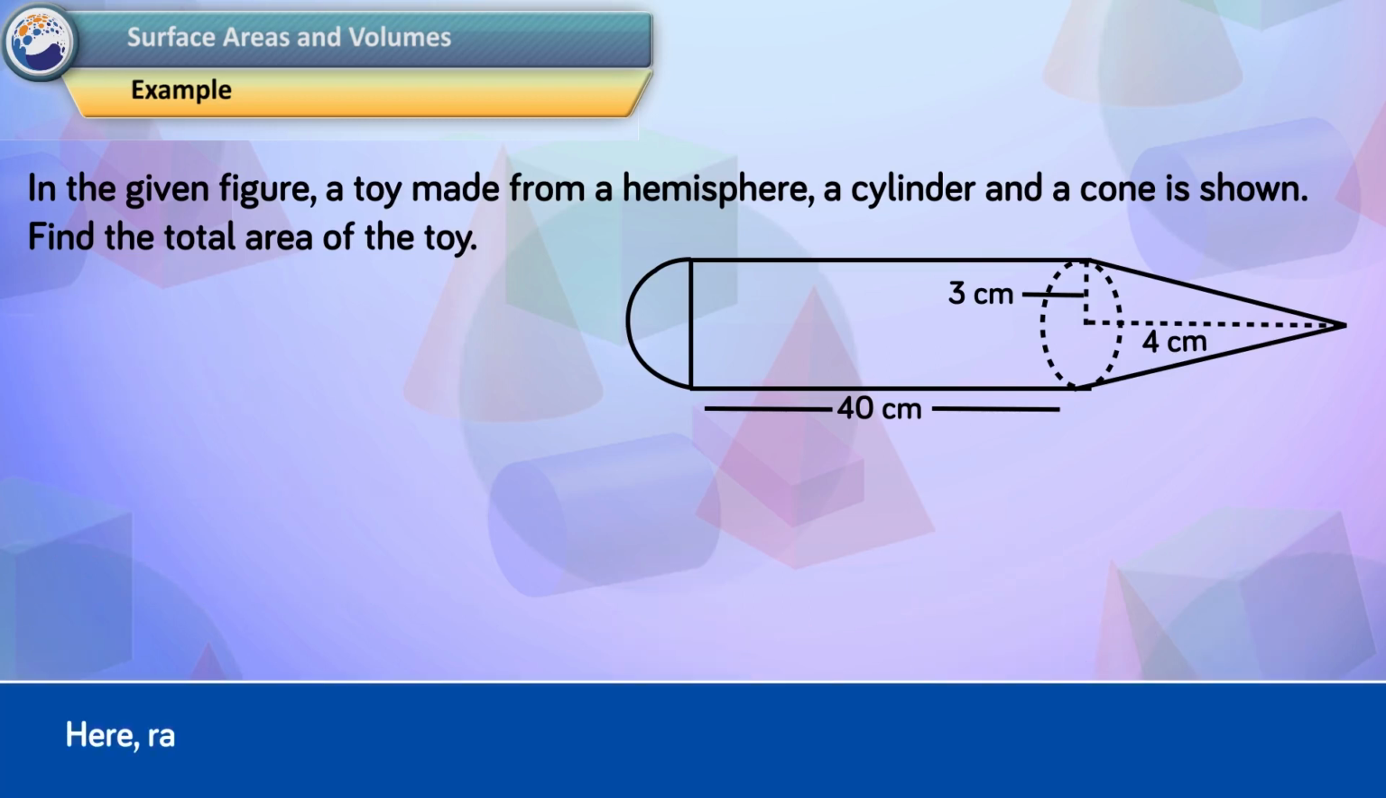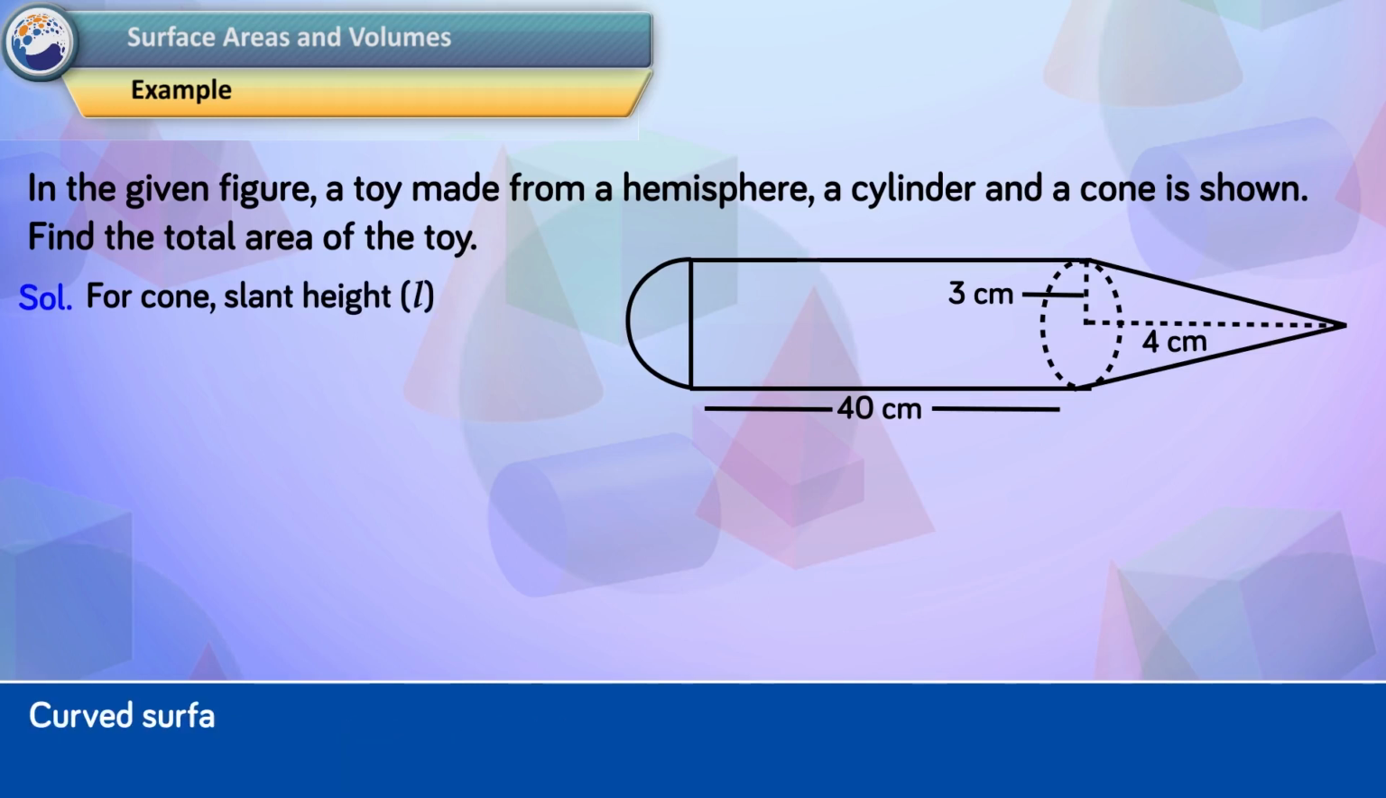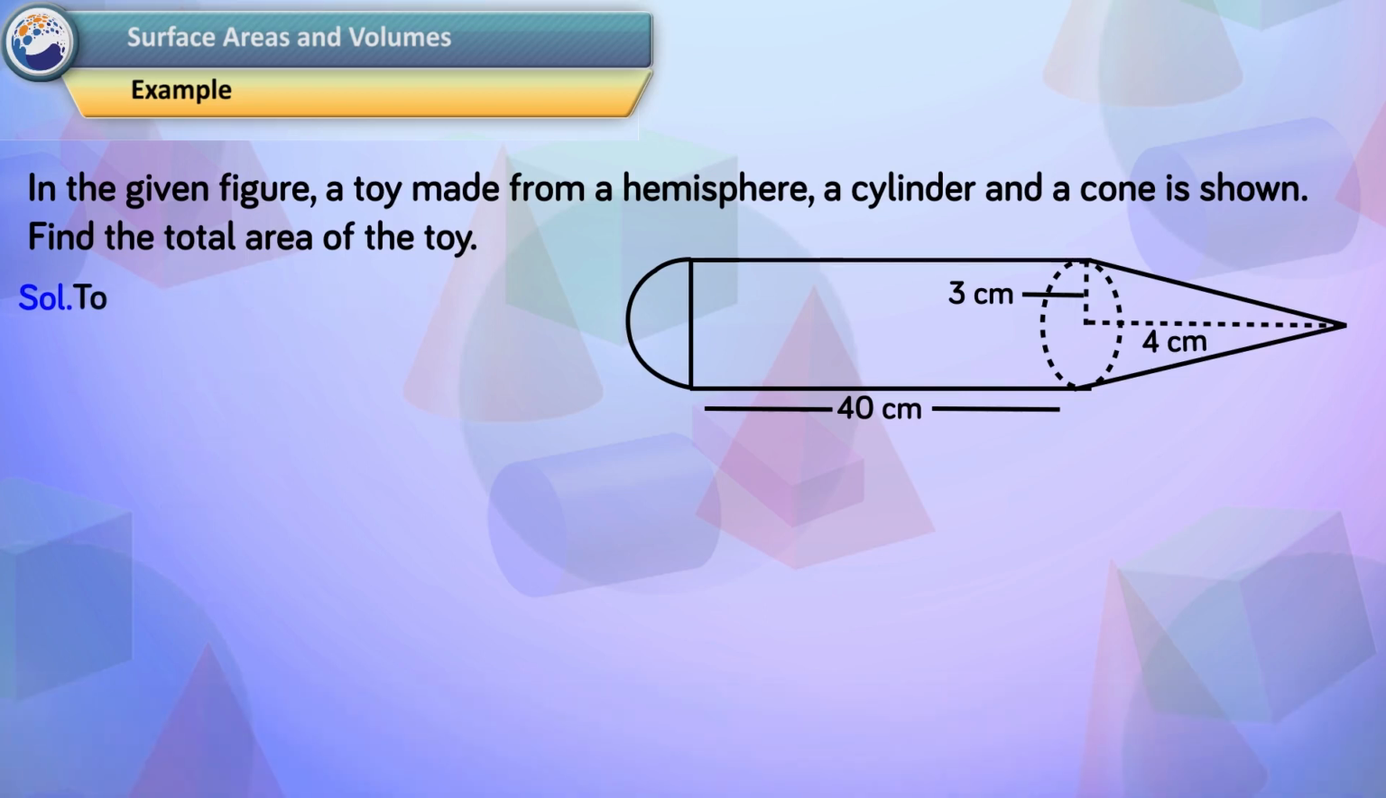Solution. Here, the radii of the hemisphere, the cylinder and the cone are equal. For the cone, slant height l: the curved surface area of a cone is pi r l, where slant height l is equal to root of r square plus h square. Therefore, l is equal to root of 3 square plus 4 square. 3 square becomes 9 and 4 square becomes 16. Therefore, l is equal to root of 25, so l is equal to 5 cm.